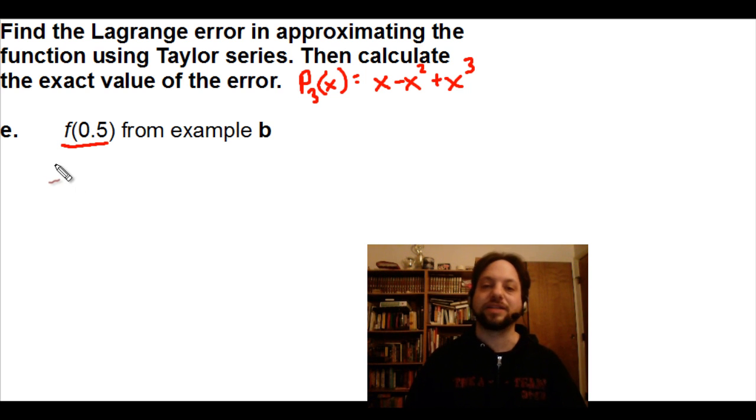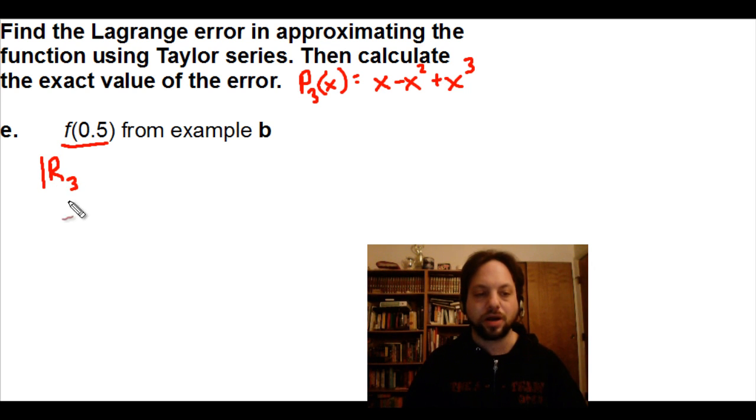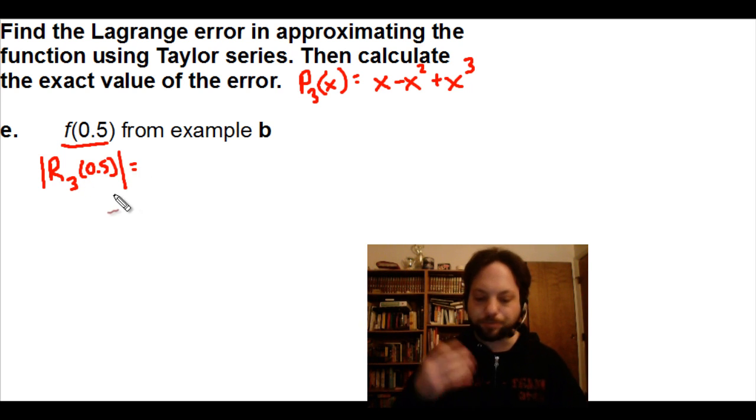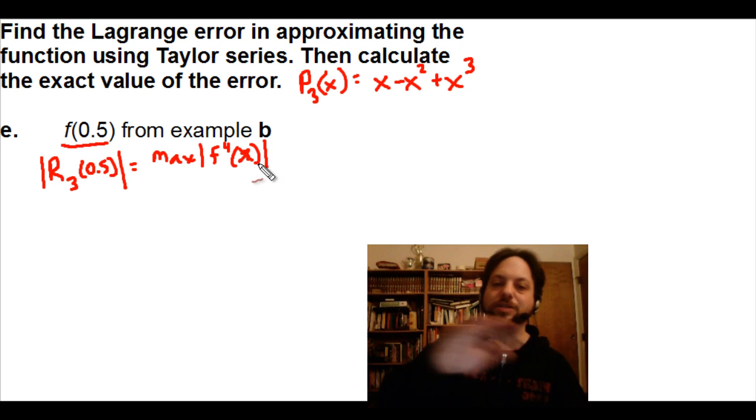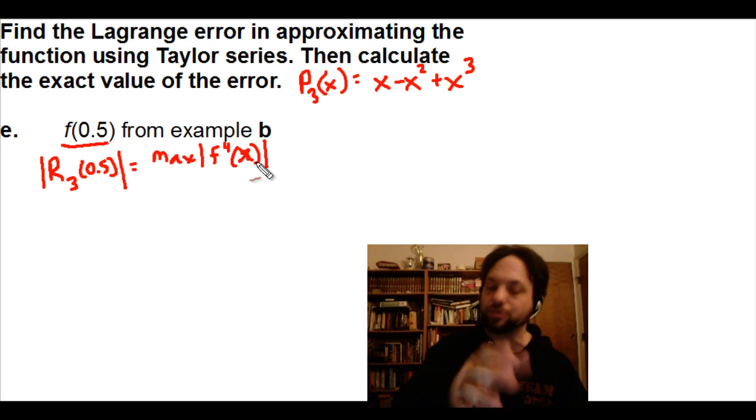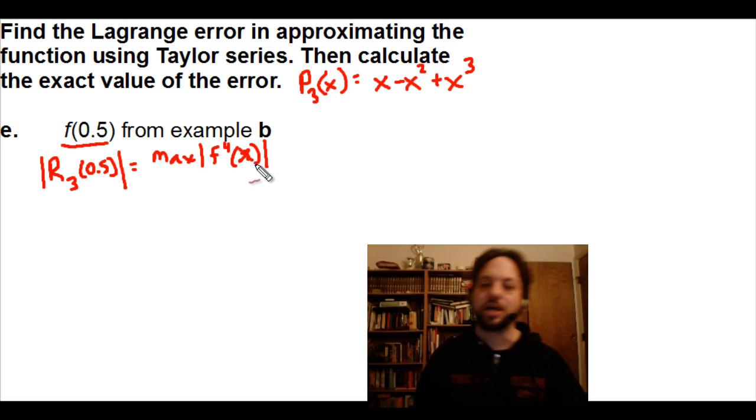So here is how we find the Lagrange error bound. What we're going to do is find the remainder, r sub 3 at 0.5. And the way we're going to do that is we need to actually find our next derivative. Remember, the way this is going to look, it's going to be the max of the fourth derivative, since this was a third degree approximation. So we'll find that, and we're going to bound that between 0, where our approximation was centered, and 0.5, which is where our error is going to be occurring.